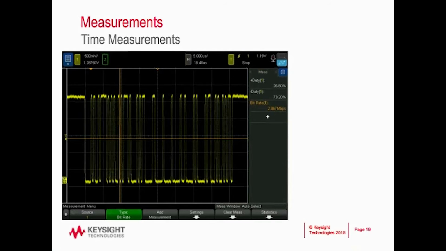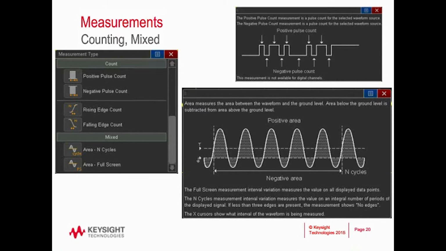in bits per second. Some final automated measurements outside of voltage and time include pulse counting, edge counting, and area under the curve measurements. Area has a cycle and full screen variant similar to the averaging measurements we saw before. This is useful for power measurements or things like that.